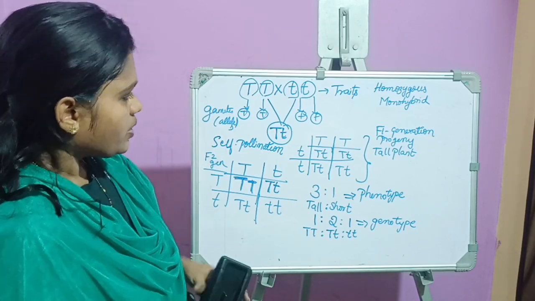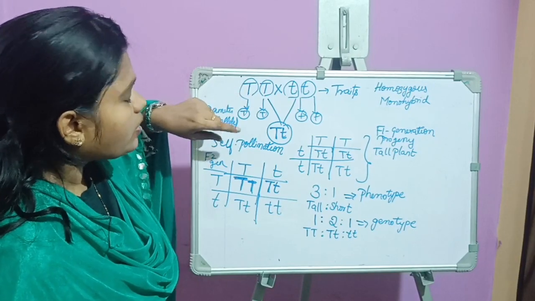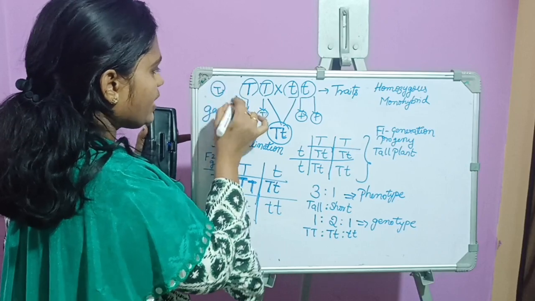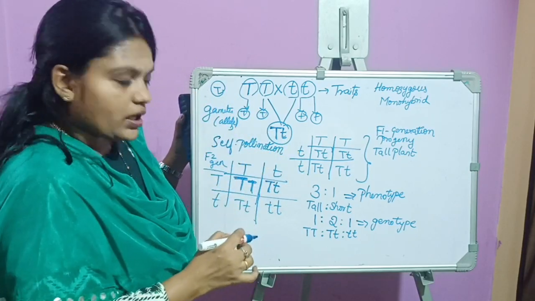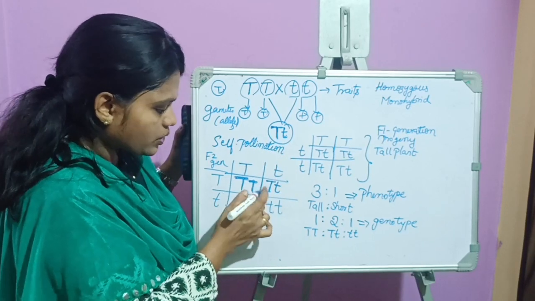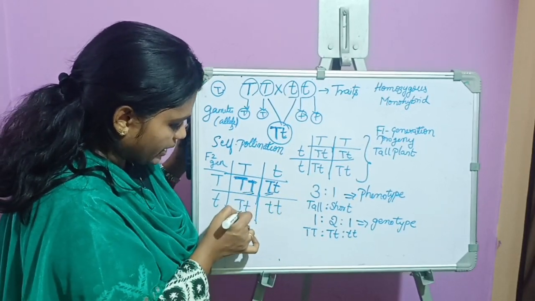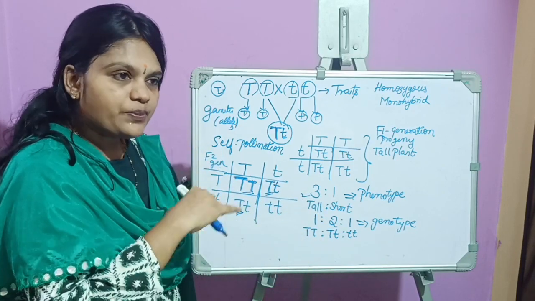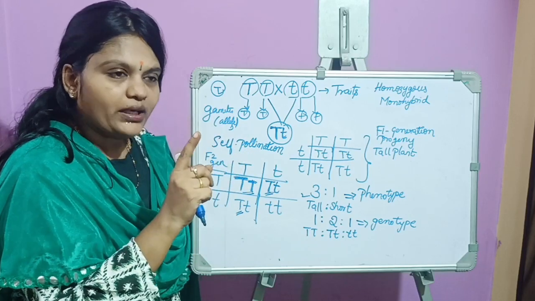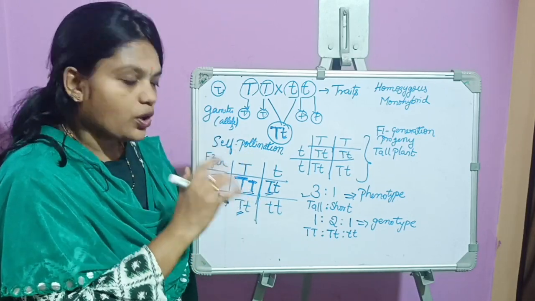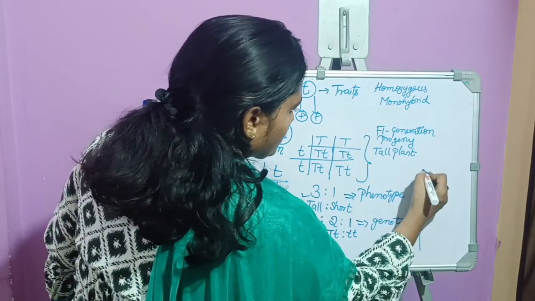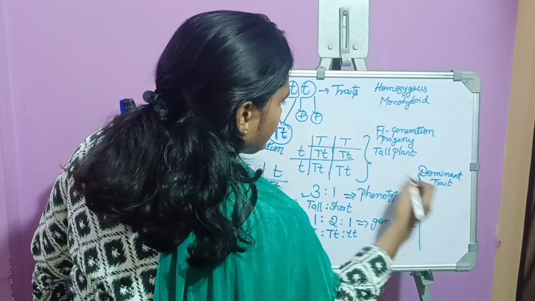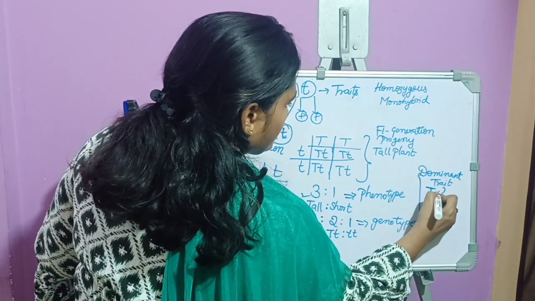Now observe, even in the F1 generation, a single copy of T is enough to make the plant tall. In the F1 generation and in the F2 generation also, only one copy of T is enough to make the plant tall. Such a trait, which can express its character with one copy, we call a dominant trait. Here in this case, T is the dominant trait.